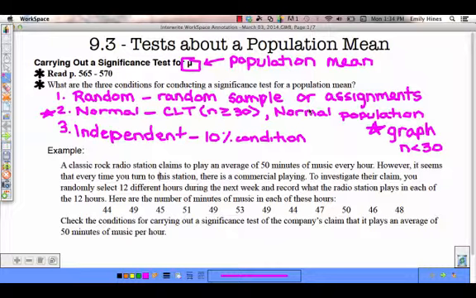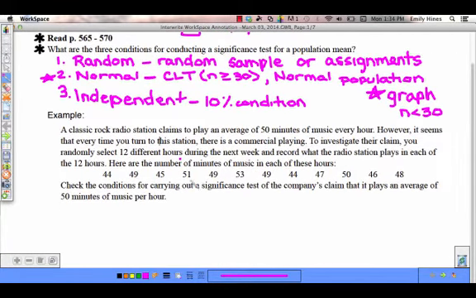So let's look at this example. A classic rock radio station claims to play an average of 50 minutes of music every hour. However, it seems that every time you turn to the station, there's a commercial playing. To investigate their claim, you randomly select 12 different hours during the next week and record what the radio station plays in each of the 12 hours. Here are the number of minutes of music in each of these hours. We're going to check the conditions for carrying out a significance test of the company's claim that it plays an average of 50 minutes of music per hour. We're not going to do the actual significance test yet.